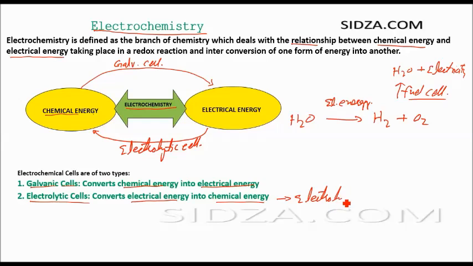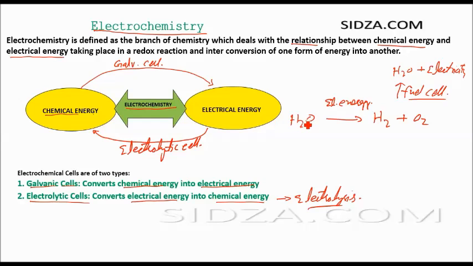Electrolysis, okay. So when you change water into hydrogen and oxygen, it is not a spontaneous process, meaning it will not occur of its own. We have to use electrical energy to carry out this redox reaction, right? So we can say that an electrolytic cell is a device in which electricity is used to carry out a particular reaction which otherwise is not spontaneous, right?